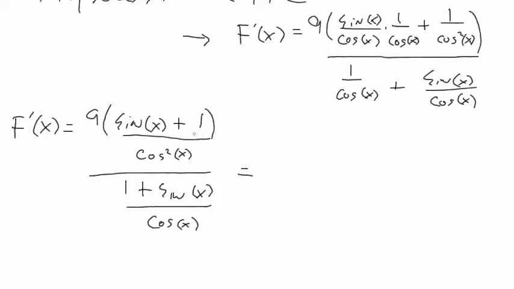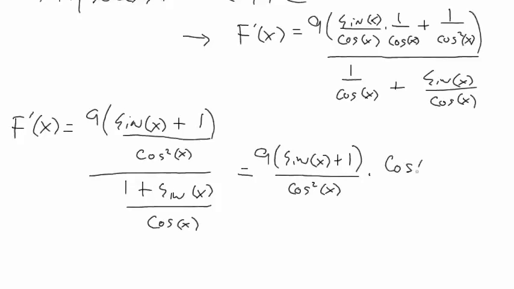So what's going on now? What can we do here? This is going to end up getting flipped. So we're going to have 9 times sine x plus 1 over, no sense in skipping any steps, times cosine x over 1 plus sine x.